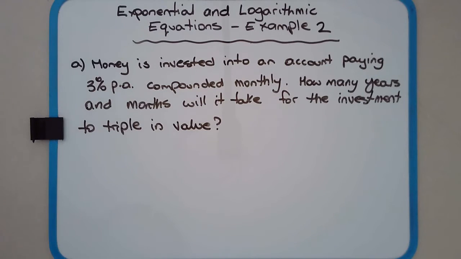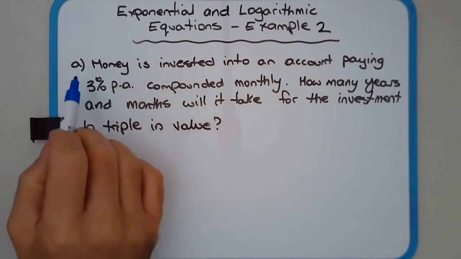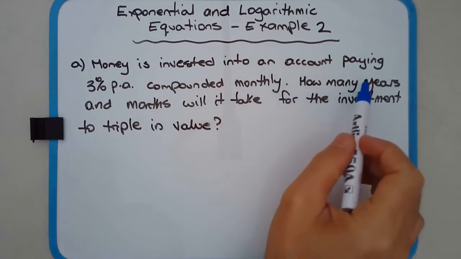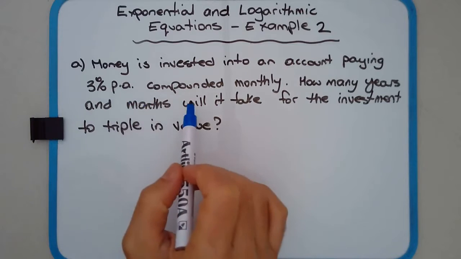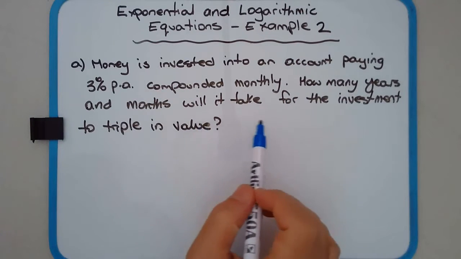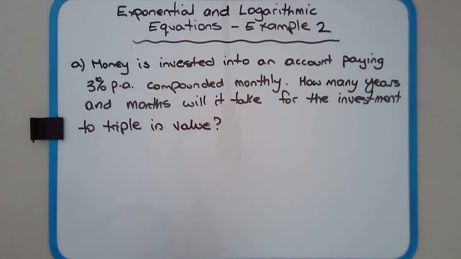In this video, we're going to look at some worded problems involving exponential and logarithmic equations. So let's have a look at example 2A. Money is invested into an account paying 3% per annum compounded monthly. How many years and months will it take for the investment to triple in value?